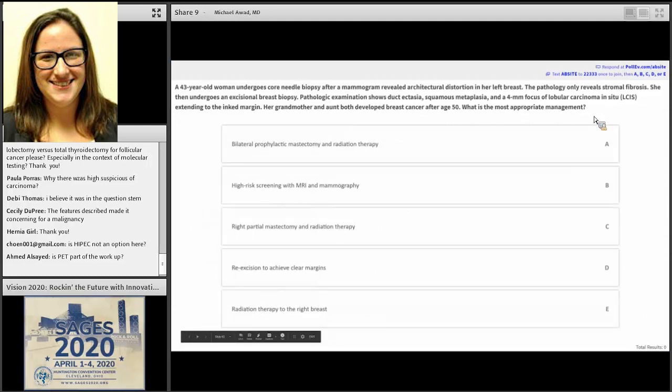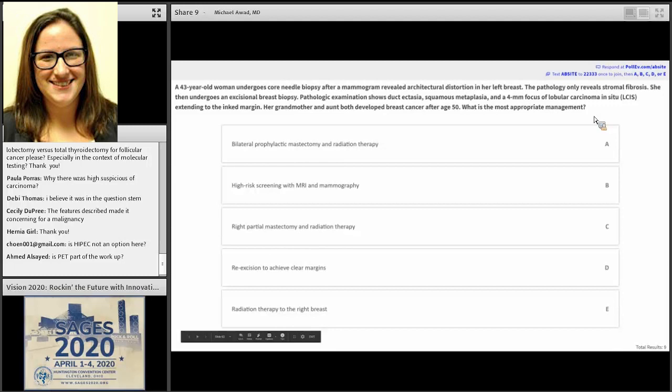A 43-year-old woman undergoes core needle biopsy after a mammogram reveals architectural distortion of her left breast. Pathology reveals stromal fibrosis, so she undergoes excisional breast biopsy. Pathologic examination shows duct ectasia, squamous metaplasia, and a 4-millimeter focus of lobular carcinoma in situ, extending to the ink of the margin. Her grandmother and aunt both developed breast cancer after age 50. What is the most appropriate management?